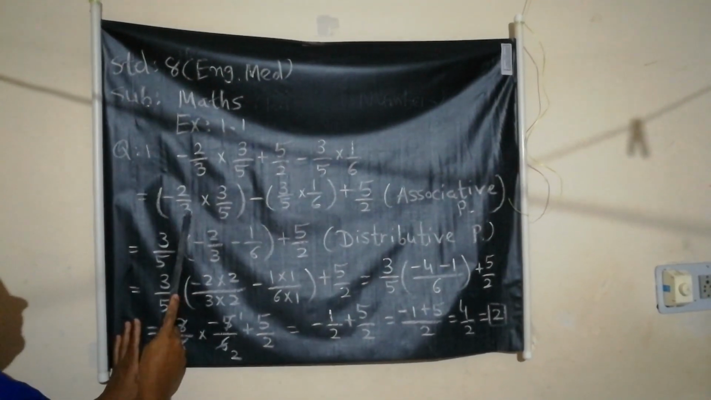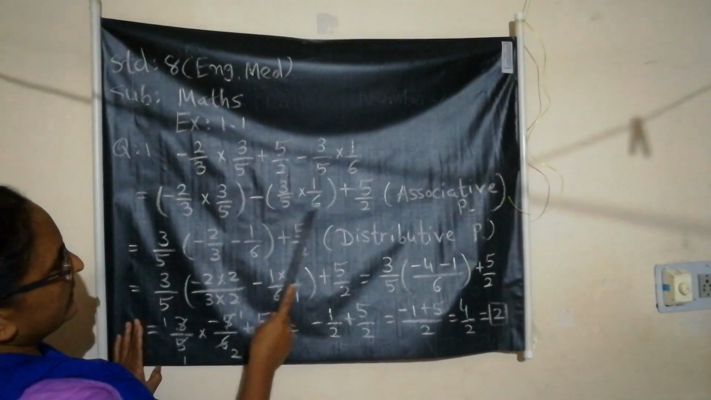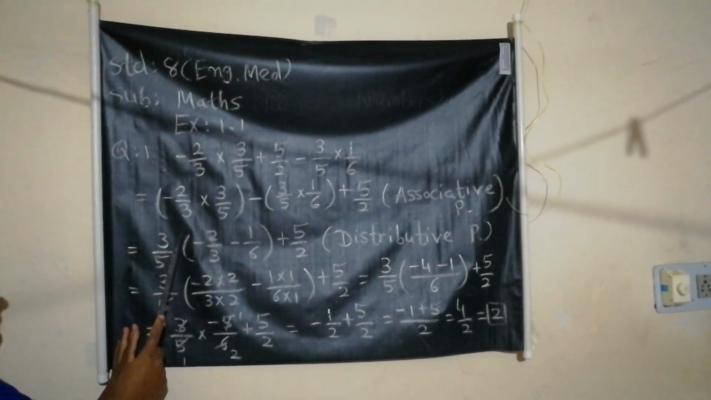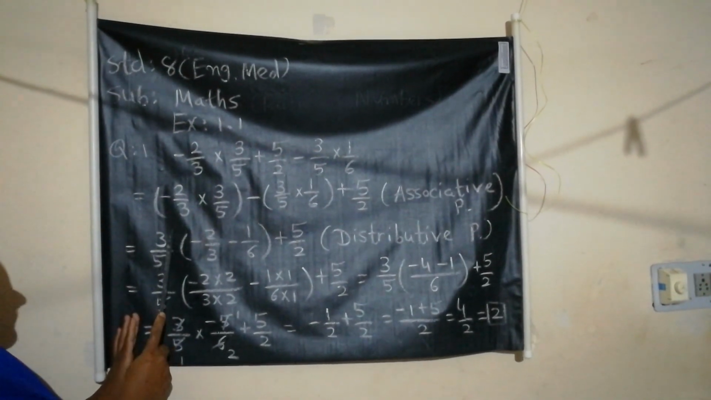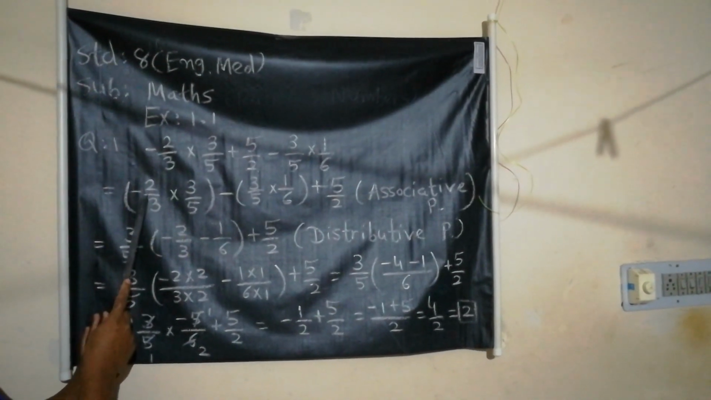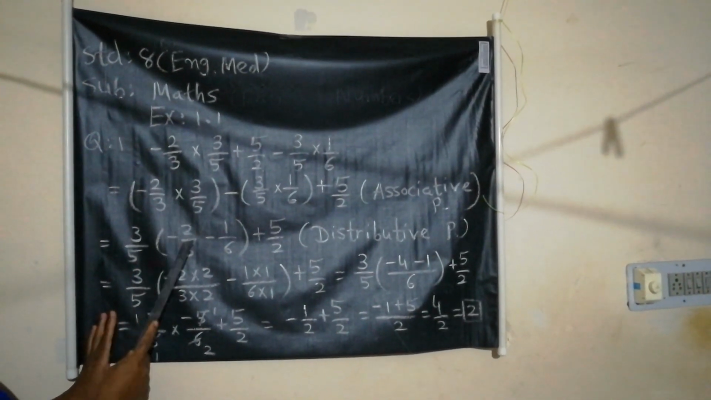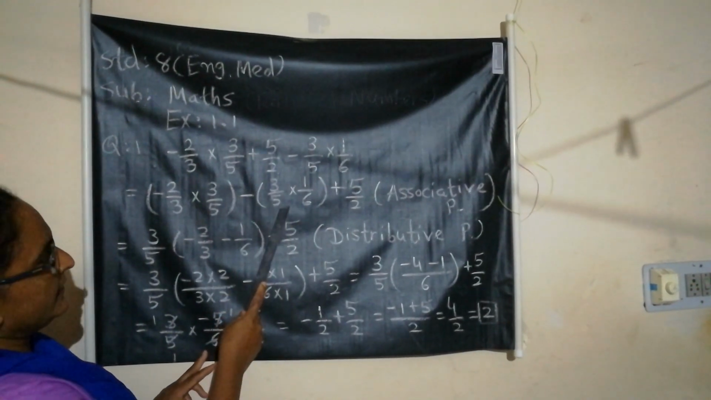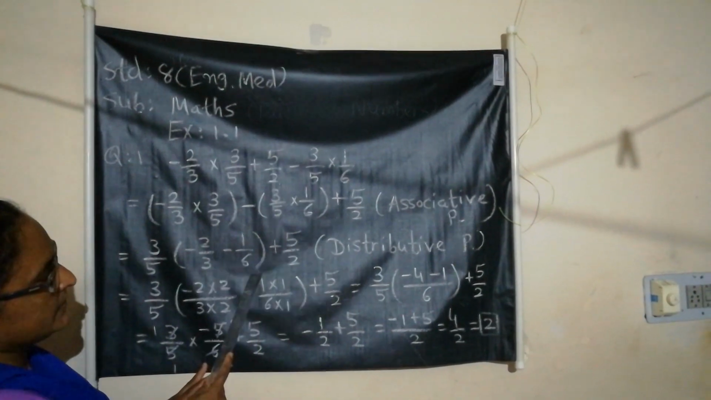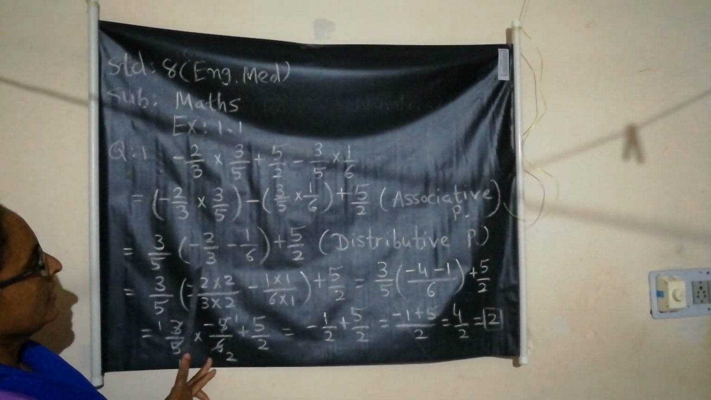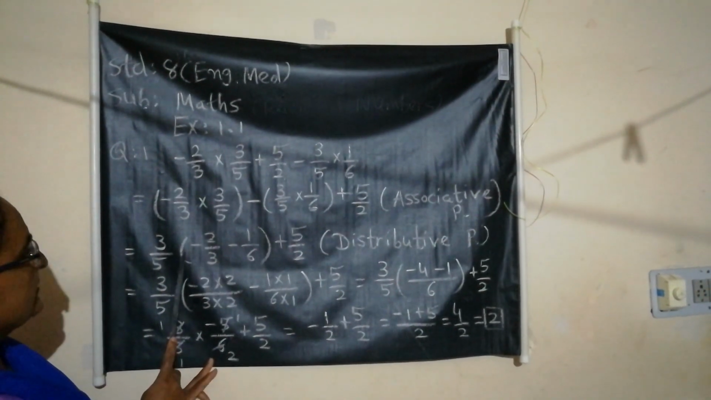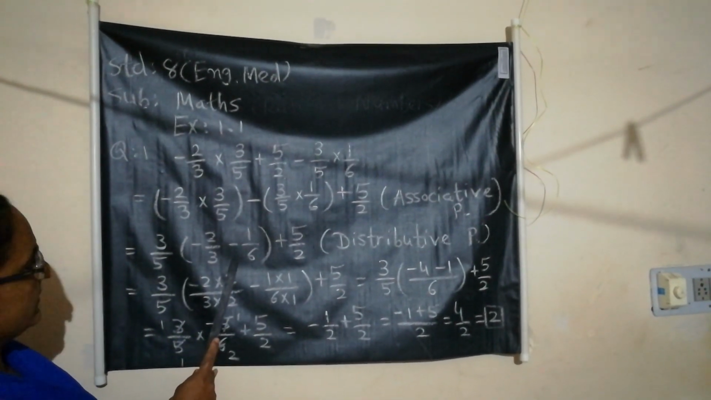Now, in this term and in this term, there is 3 upon 5 common. Therefore, we take 3 upon 5 as the common number. Here remains negative 2 upon 3, 3 upon 5 is common, therefore here remains negative 1 upon 6 plus 5 upon 2. Here we use the distributive property because there is multiplication and subtraction.